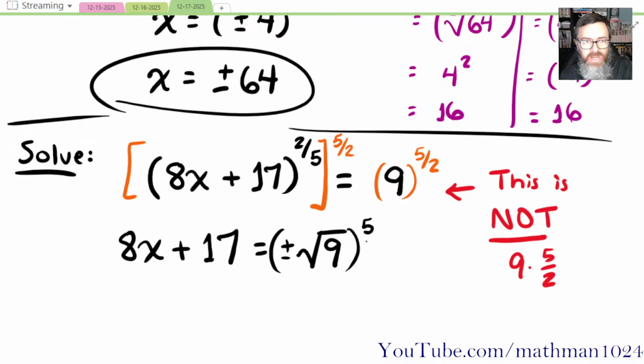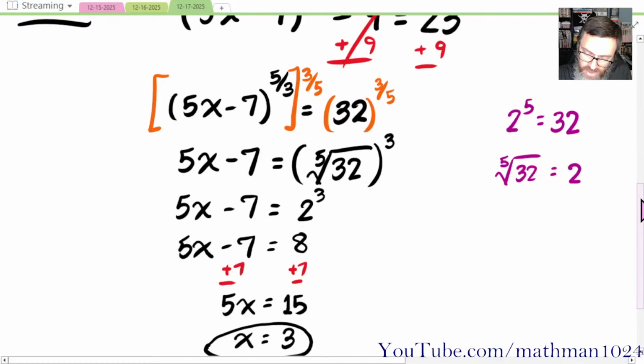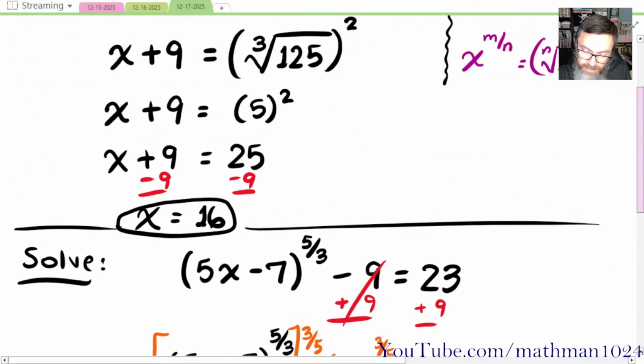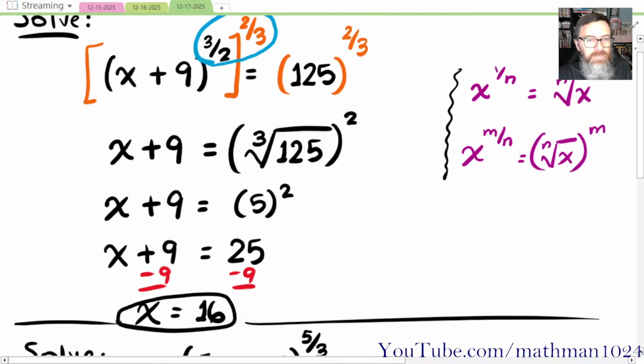On the right side, I have to make sure that things stay balanced, which is why I also raise that to the 5/2 power. That denominator of 2 in the power means that I'm dealing with the square root. The numerator tells me the bigger power that I have on the outside. And since it's a square root, I've got plus or minus. On the previous page, you saw that I did say that with the 5th root, no plus or minus. Or the cube root, no plus or minus. If it's an even root, then I have to have the plus or minus.